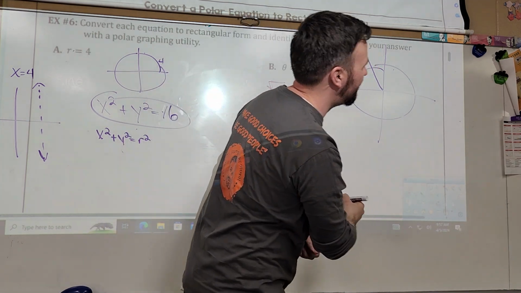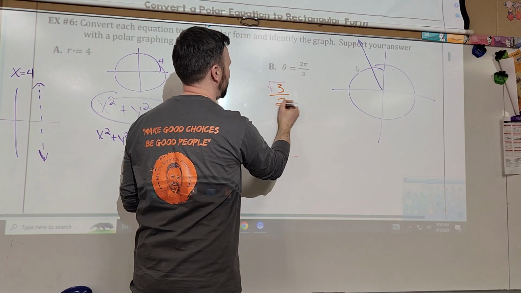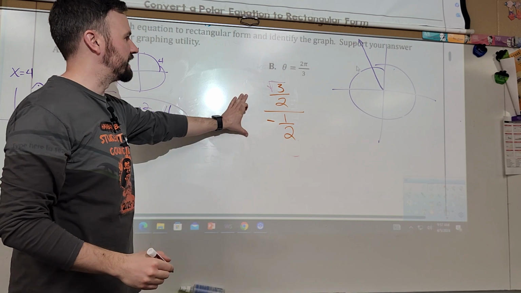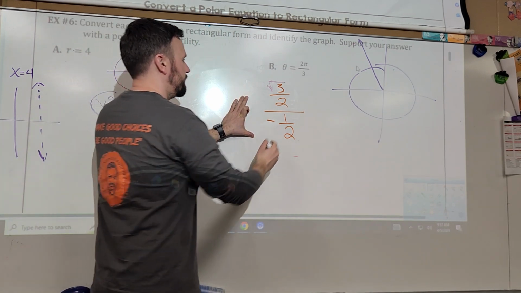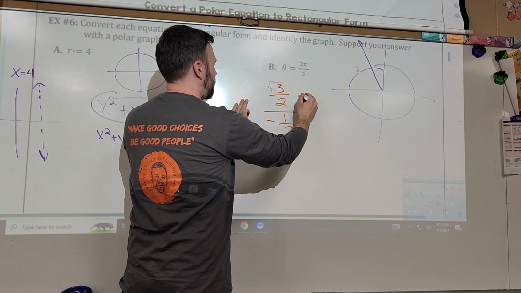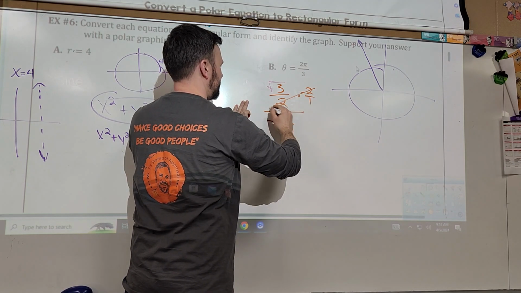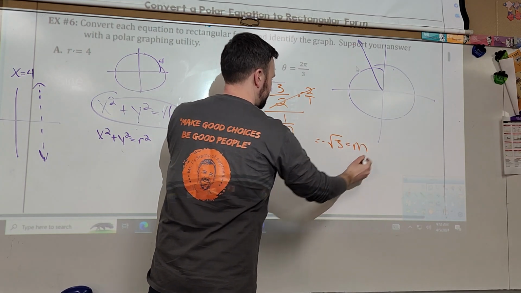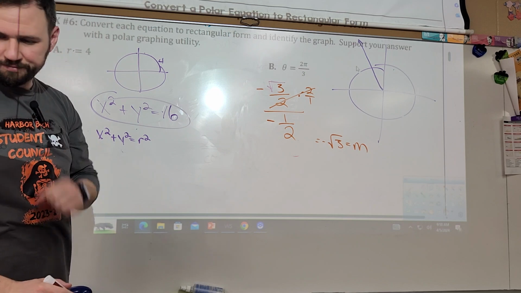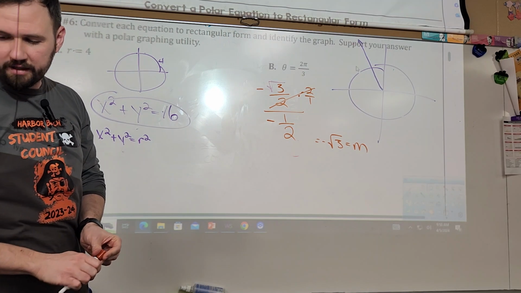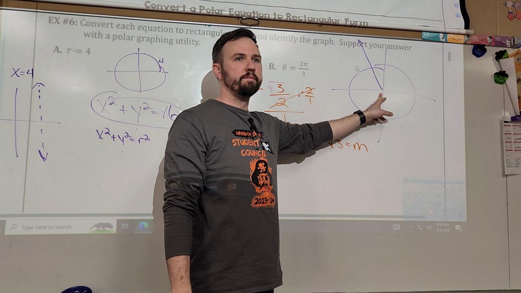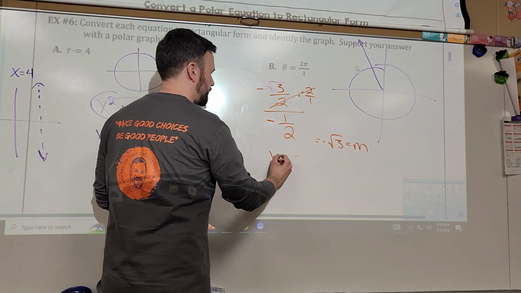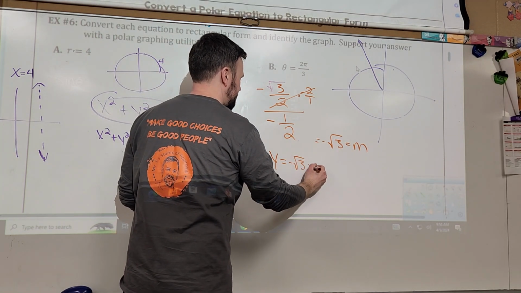I would do what? Root 3 over 2 over negative 1/2, correct? That's my x and my y at that point. So when I multiply by my reciprocal, what happens to this? It becomes negative root 3 is my slope, right? So does it pass through the point 0, 0? What's my y-intercept in y equals mx plus b? 0. So my equation is y equals negative root 3 times x.